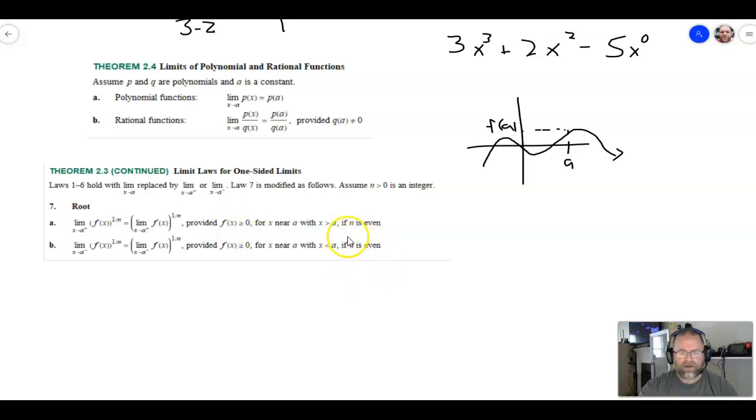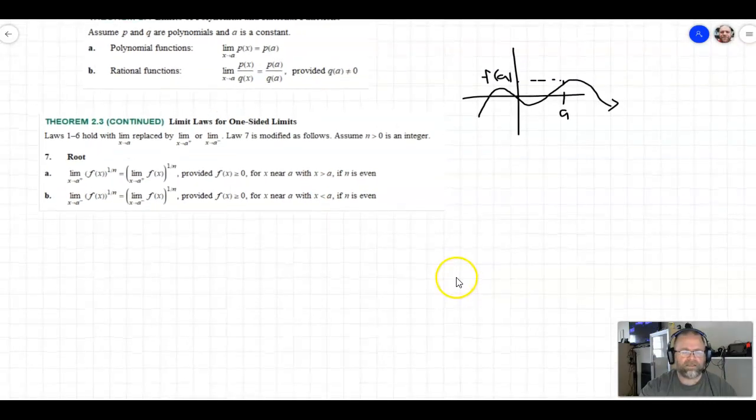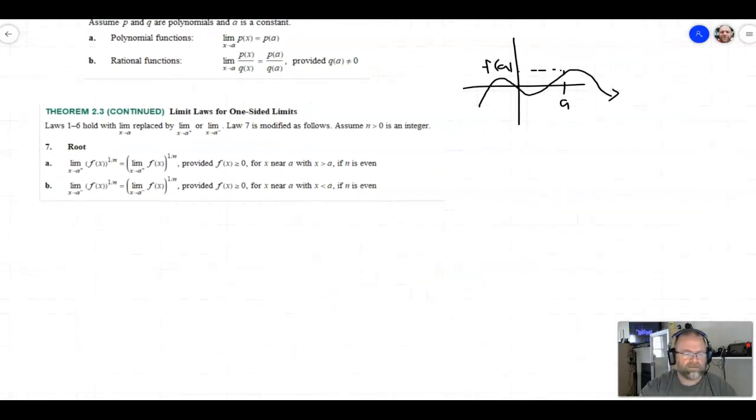It still has the requirement that n has to be even. And then since these are one-sided limits, if we're coming from the right, x has to be greater than a, and if we're coming from the left, x has to be smaller than a. So let's go ahead and take a look at an example here.